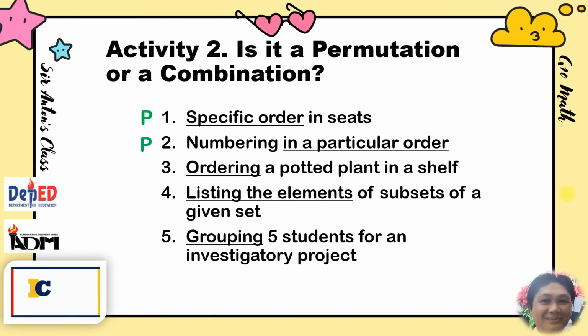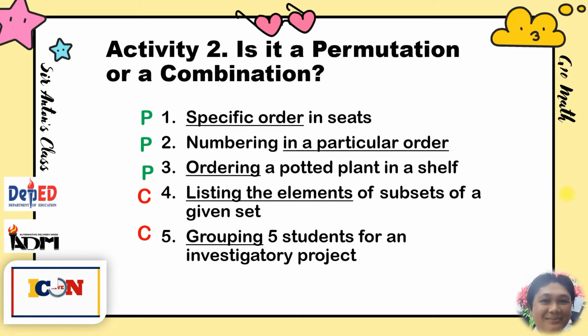Again, that is very good. How about number 3, ordering a potted plant in a shelf? Okay, if you answered permutation, you are correct. How about number 4, listing the elements of subsets of a given set? Take note also of the word subset. So this is a combination. And another one, grouping. That is combination. Very good if you got all correctly.